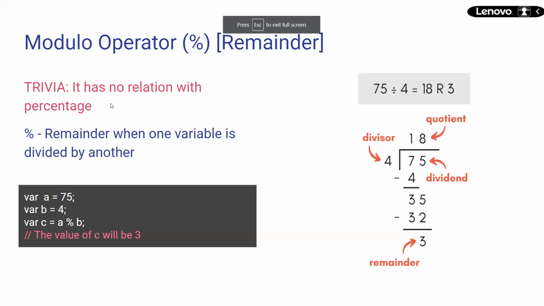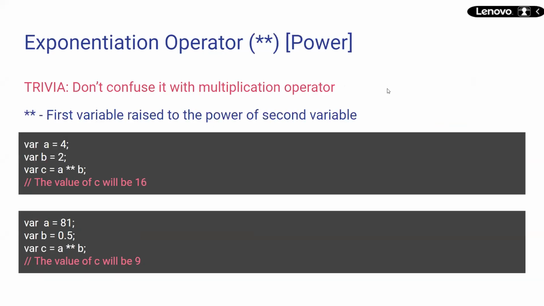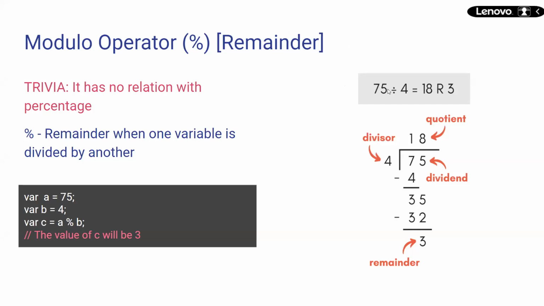Don't confuse this modulo operator with the percentage. This is not a percentage, this basically means remainder. If you want to find the remainder, that's why we have this modulo operator. This is known as modulus. Don't confuse this with a percentage. This is not a percentage in computer science. In computer science, we call it a modulus.